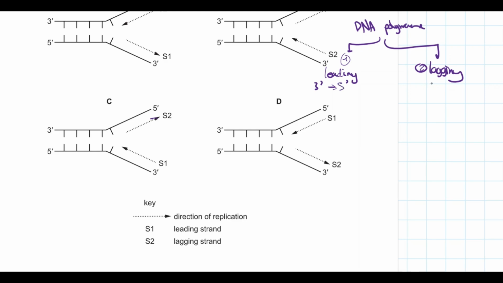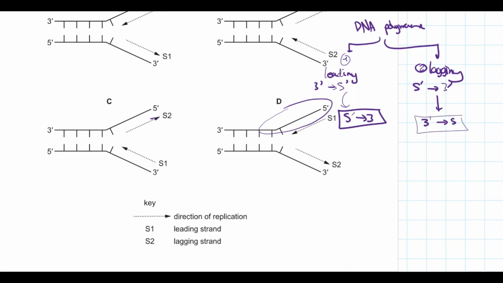And for the lagging strand, it's the opposite. So the template, so the actual molecule that's going to be replicated must run from the 5' to the 3' direction. Therefore, the DNA molecule that's going to be formed is going to run from the 5' to 3', and the lagging strand is going to run from 3' to the 5'.